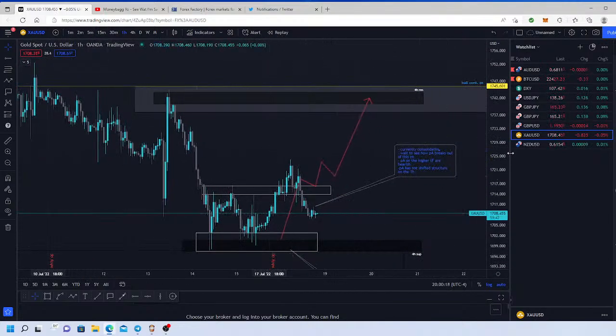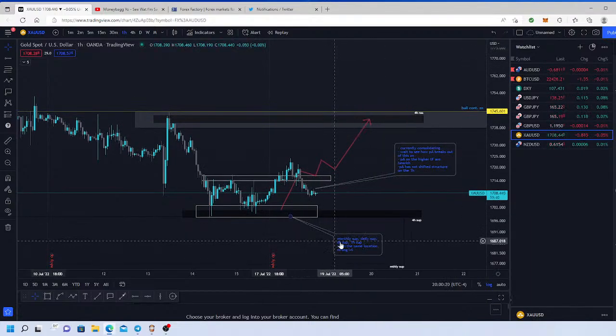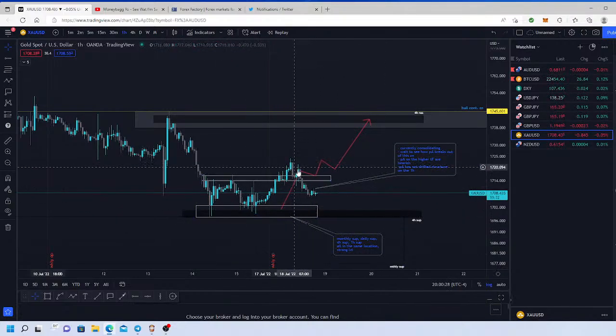One of the things I did notice was monthly support, daily support, 4 hour support, 1 hour support, all in the same location. So this is a pretty strong level. Looking at this for tonight, if price action comes down and stalls out on this 1 hour support again, potentially it could be pushing back and getting the highs.